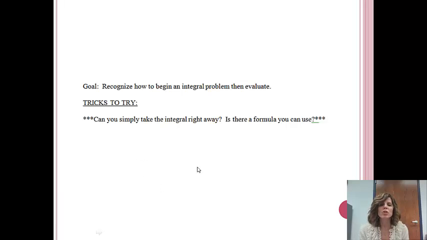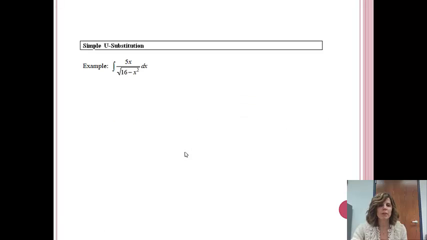So try those simple things first, and then if those simple things don't work, we can go a little bit deeper. All right, so we're just going to start with some tricks. Trick 1, I'll call it, would be a simple u substitution. We've done this many times, but this would just be one. If I can't just take the integral right away, the first thing that I'm going to look for is, can I do a u substitution? And I notice that yes, definitely I can.